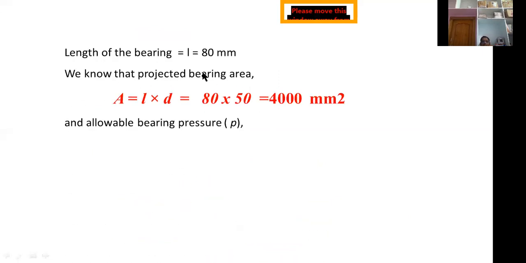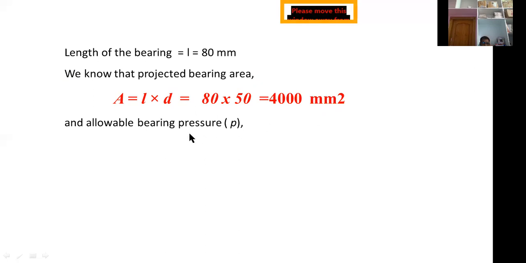The length of the bearing L equal to 80 mm is given. By using this length, you have to find the value of projected area, that is capital A equal to L into D. The diameter of the shaft is also given, that is 50 mm, L equal to 80 mm. Substitute these values. Finally, you get the projected area of the bearing, that is capital A equal to 4,000 mm square.